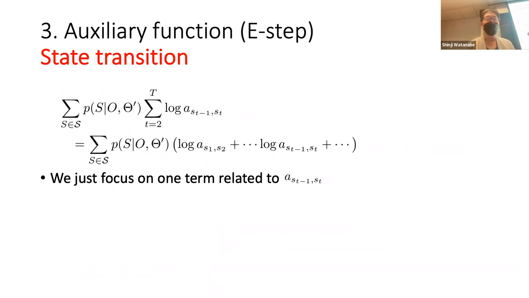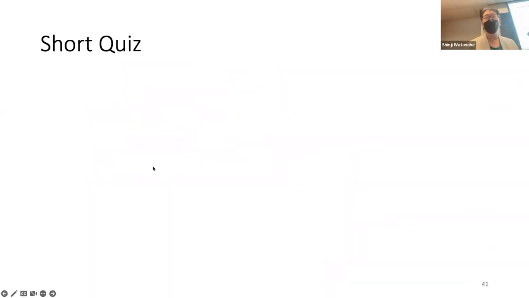And the state transition, this one is a little bit complicated, right? t equals 2 to T, log A_ST, something like that. But let's just expand the summation, and then we have each term, right? S1, S2, S_{t-1}, S_t, and so on. Now, for example, we just focus on this one, and think about whether we can avoid the summation over the sequence of this one and this one. This is actually a short quiz.